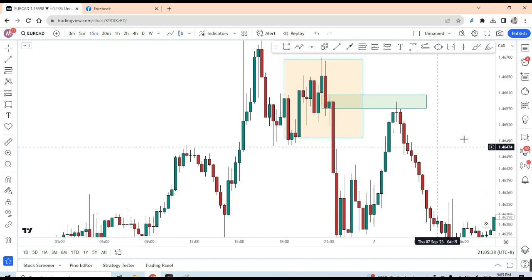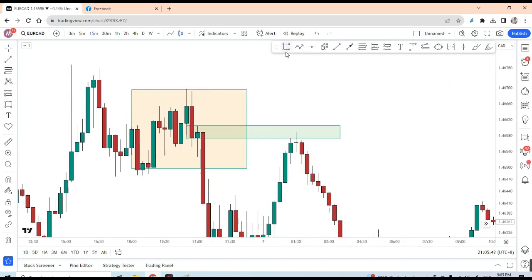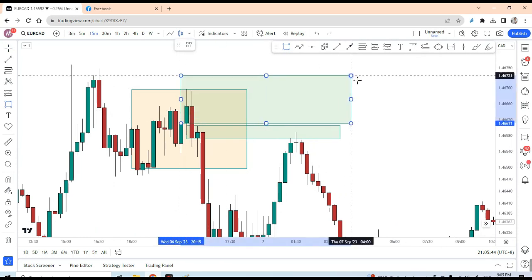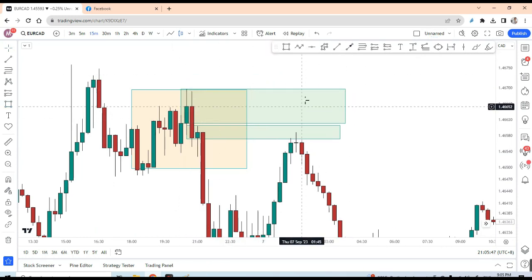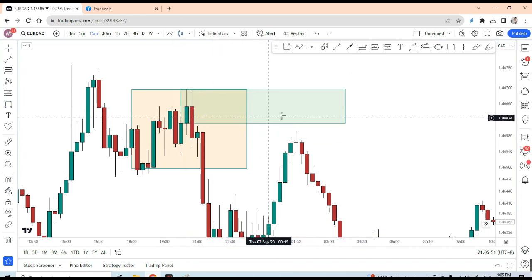All right, prior to the break of structure, the big time frame structure, leaving us with only one zone left in this QML. So this will be your entry.